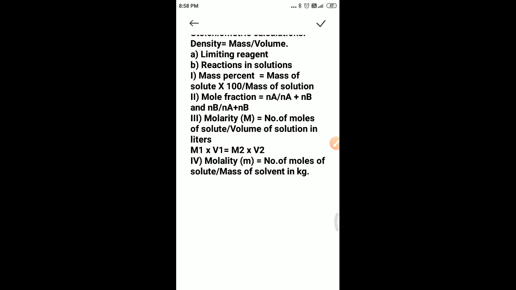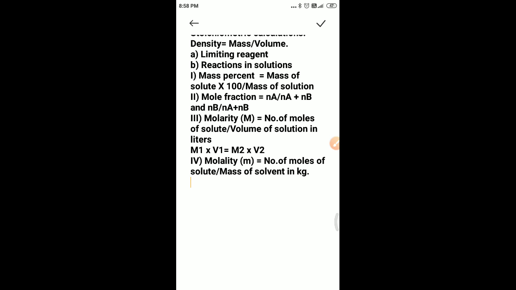So now molarity. How to calculate the molarity? What is the definition of molarity? Molarity is defined as the number of moles of the solute in 1 liter of the solution. Molarity is denoted by capital letter M. Again, molarity is defined as the number of moles of the solute in 1 liter of the solution.